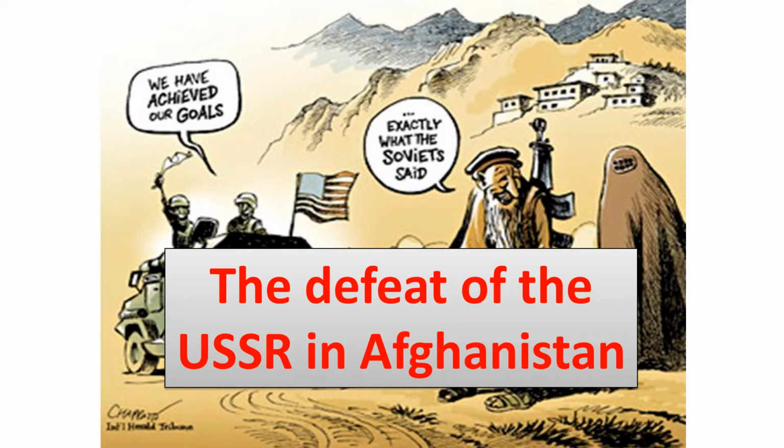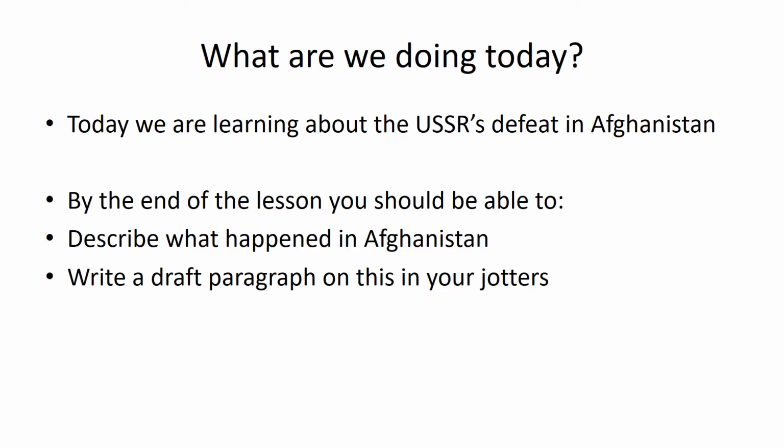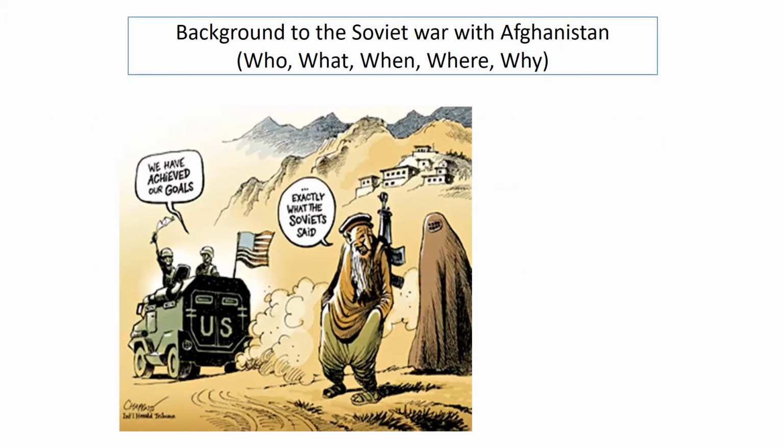Okay, so the first factor that we're looking at is the defeat of the USSR in Afghanistan. So you want to take a new heading in your jotter, which is the defeat of the USSR in Afghanistan. What we're going to look to do in this part of the lesson is look at the USSR's defeat in Afghanistan. By the end of the lesson, all you're looking to do is to be able to describe what happened in Afghanistan and write a draft paragraph on this in your jotter. Now, to start with, background to the Soviet war with Afghanistan.